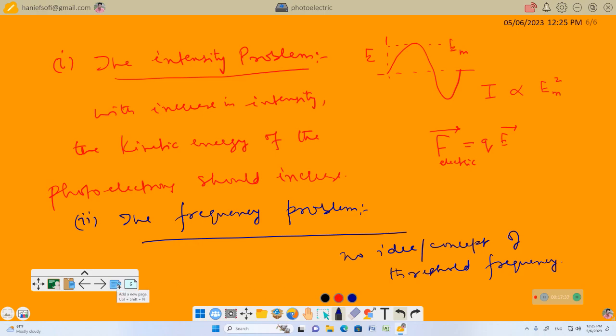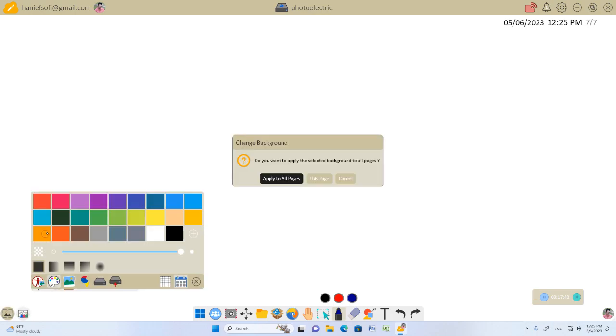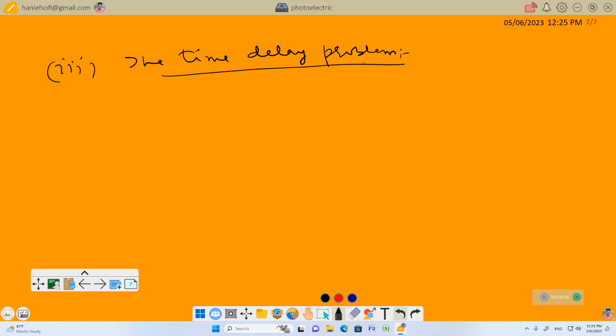Then we have the third issue. Now, what is the third issue? The third issue is like this. That's called the time delay problem. What is the time delay problem?